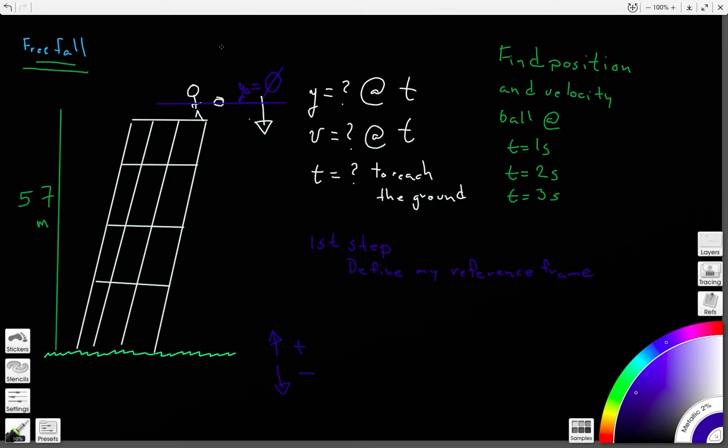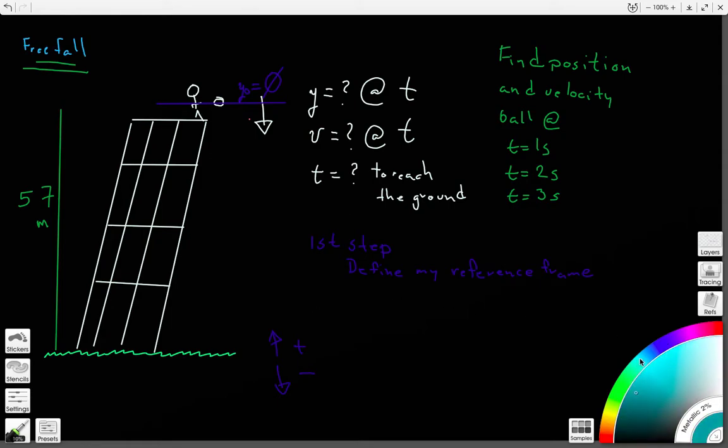If the ball goes away from this point upward, my position would be a positive number. If the ball goes in this direction away from my 0, the position would have a negative number. Why? Because this is my reference frame. At this level, I am establishing my 0. I am not establishing my 0 at the ground level, I am establishing my 0 here at the top level. So now we have enough information to actually start working on the problem.